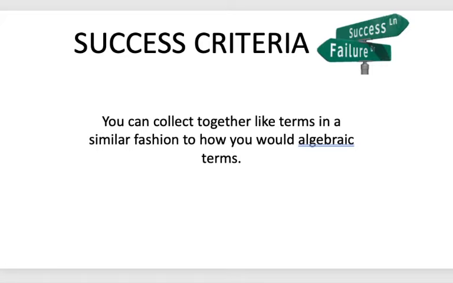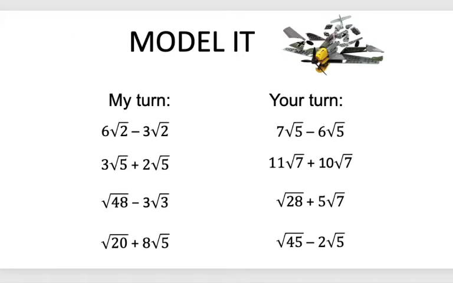So thinking about how we can model this, and for you to then have a little go and a practice, on the left hand side, let's just quickly fly through some of these. So 6 root 2 minus 3 root 2, this can be simplified to give me 3 root 2. 3 root 5 plus 2 root 5, well, that can simplify together to give me 5 root 5.